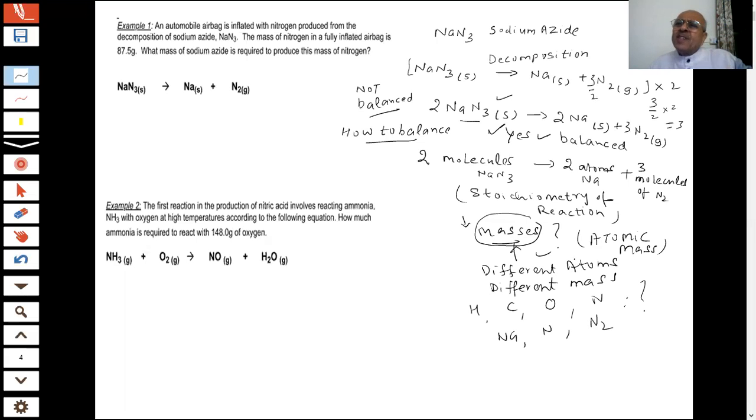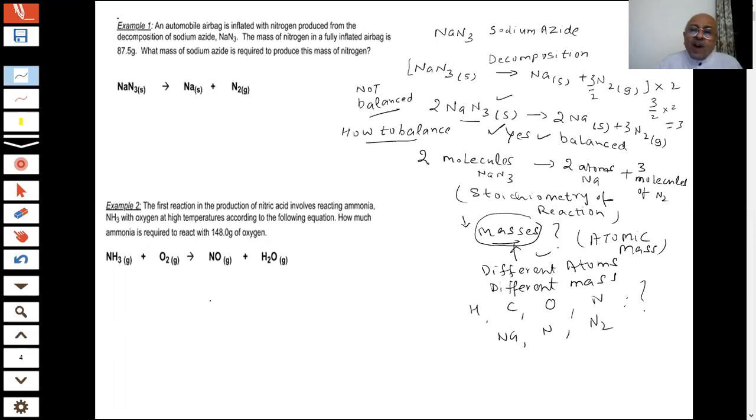Now the question is, atom is very, very small. Mass of atom is very, very small. Then how will I measure the mass of the atom? That is the problem, student. So now I'm talking of atomic mass.